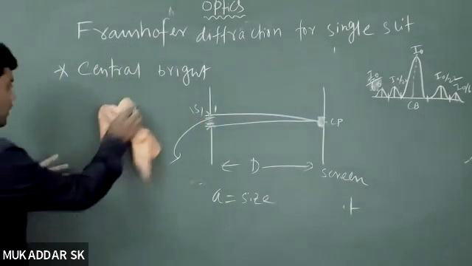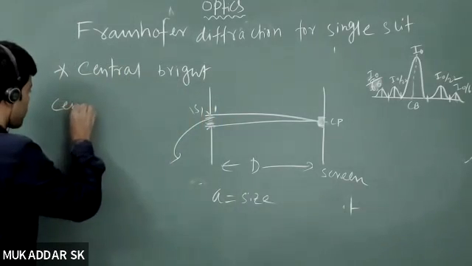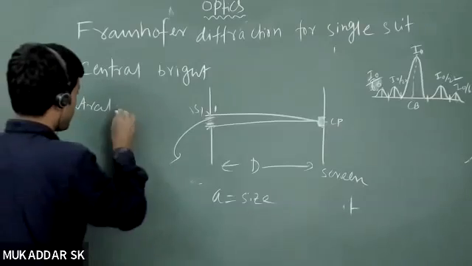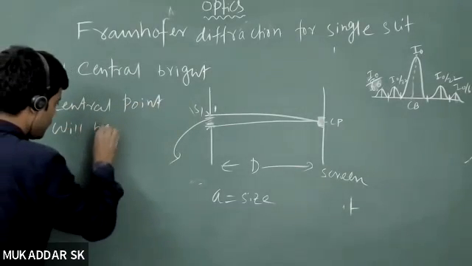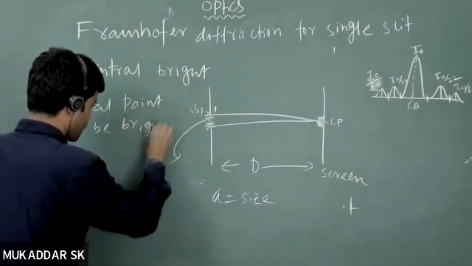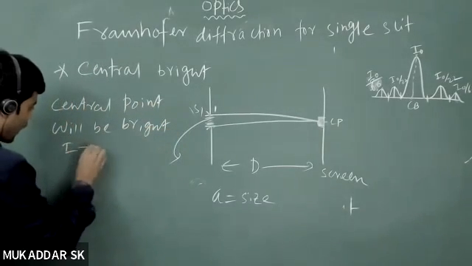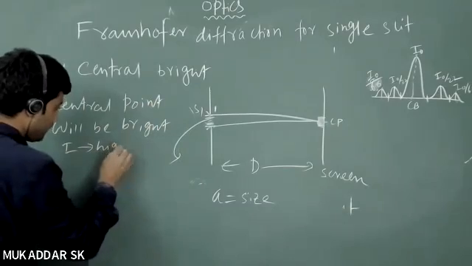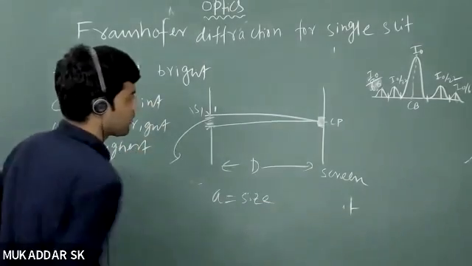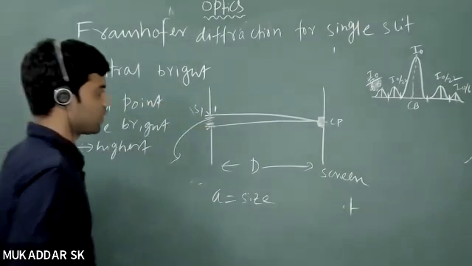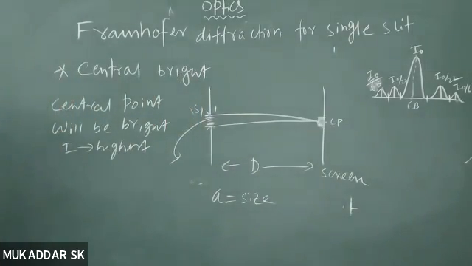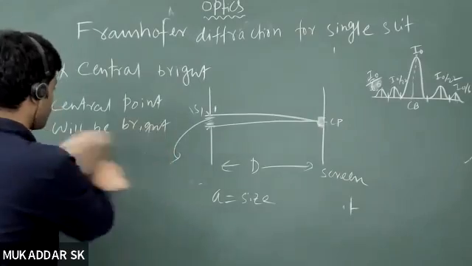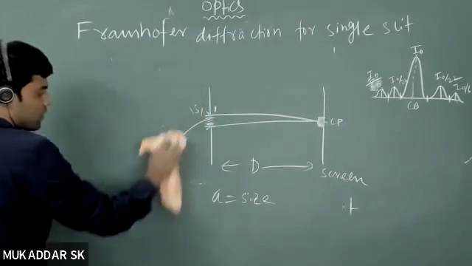So you can mention here that central point will be bright. Okay, and intensity will be highest. Intensity will be highest. Where? At central point. Because all sources are basically making constructive superposition here, constructive interference. So that's why you will get this point bright and having highest intensity. Okay. So this is your central bright.